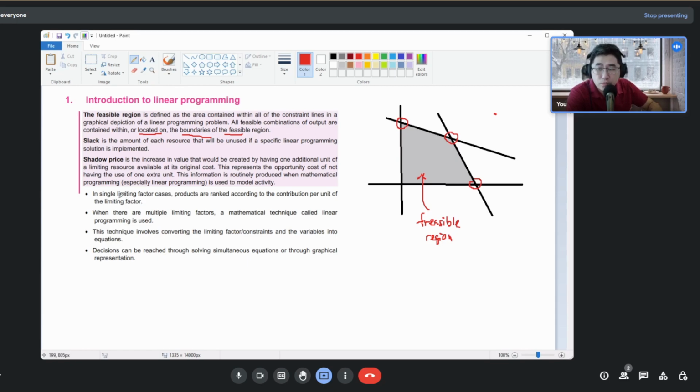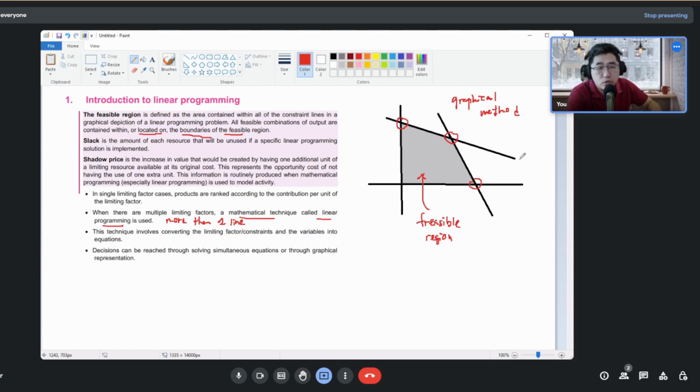In a single limiting factor case, products are ranked according to the contribution per unit of their limiting factor. When there are multiple limiting factors, a mathematical technique called linear programming is used. So when you have more than one line, we use this linear programming technique. Of course, the one that you're drawing here is a graphical technique. The technique involves converting these limiting factors or constraints and the variables into equations. So make it into line equations.